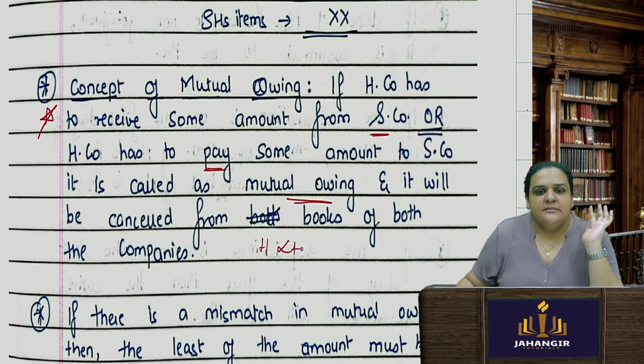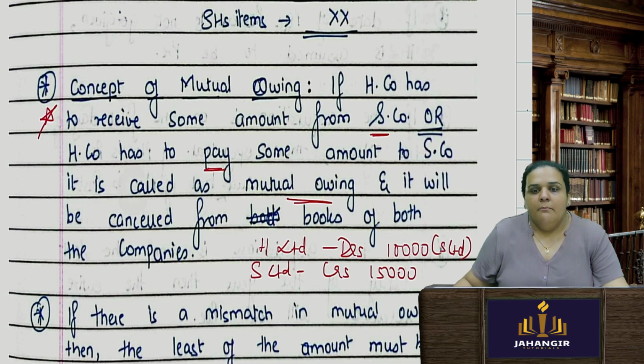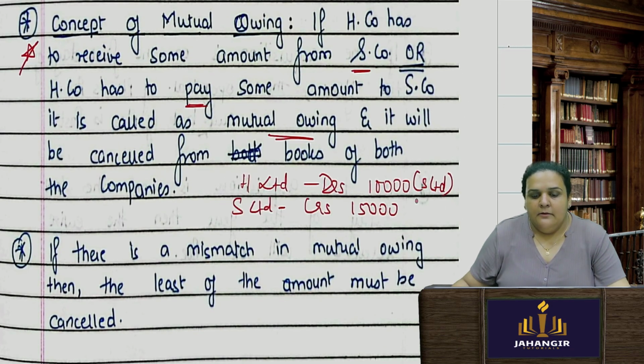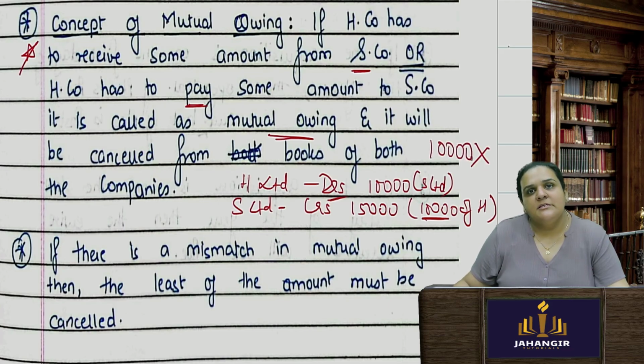Say H Limited is saying that my debtors are rupees 10,000, and who is that debtor? S. And S Limited is saying that my creditors are rupees 15,000, but from that 10,000 are of H. So don't you think, see this debtors and this is the creditor. So one is the debtor, other is the creditor for another. So this 10,000 I will remove it from the books of accounts. Why? Because it is mutually owing.